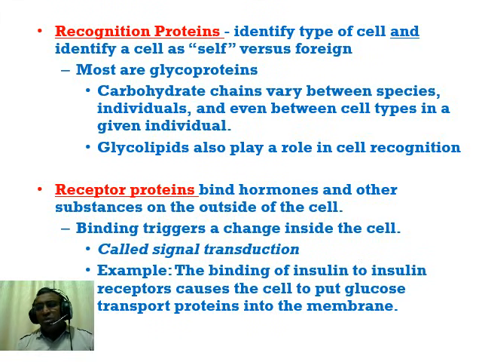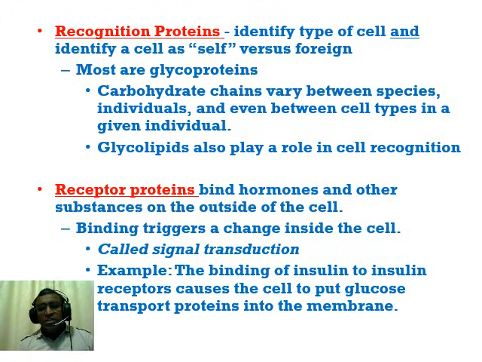Or if a particular cell has been infected and the infection is beyond recovery, it will be destroyed by autolysis. So that's recognition of protein, how the glycoprotein helps in knowing whether it's a self or foreign cell. Then you have the receptor proteins, which are useful for signal transduction.